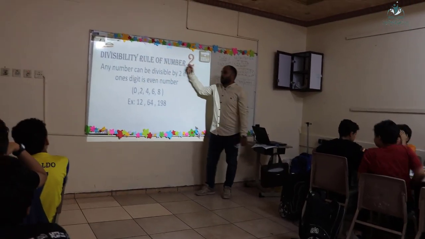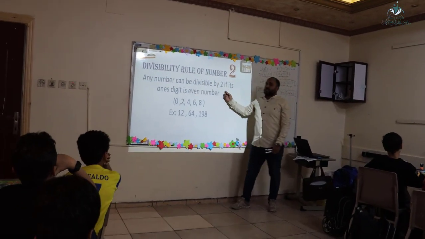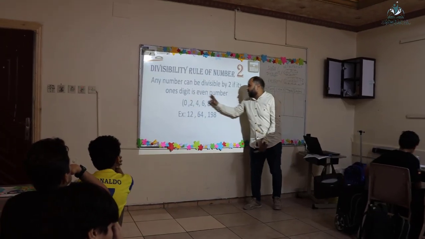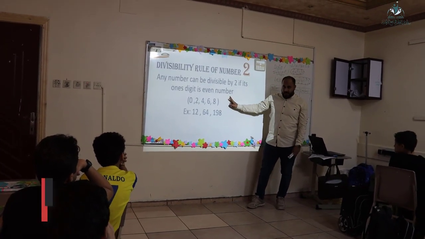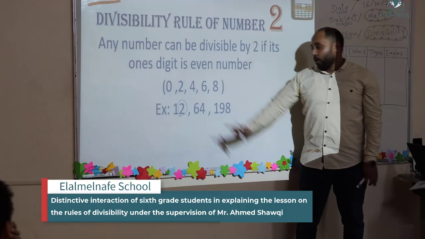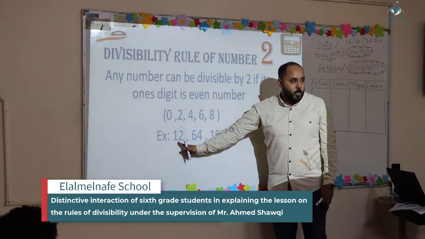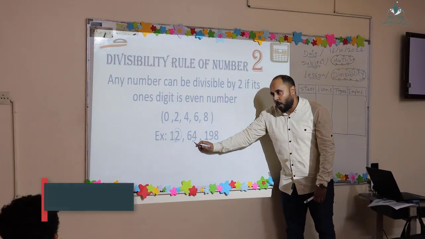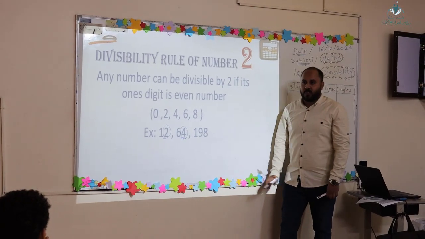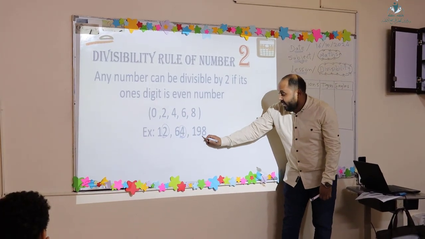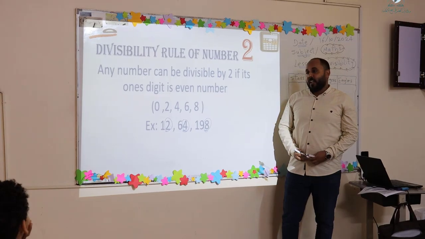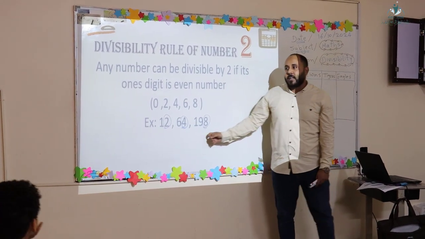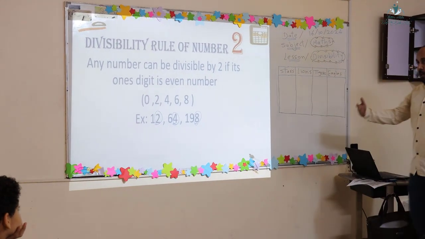Divisibility rule of the number 2. Any number can be divisible by the number 2 if its ones digit is an even number. Here the ones digit is 2, so 12 is divisible by 2. Here, what is the ones? 4. 4 is even, so it is divisible by 2. Here, what is the ones? 8. So the number 198 is divisible by the number 2.